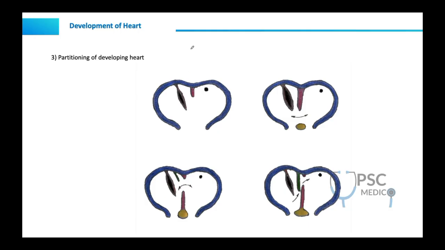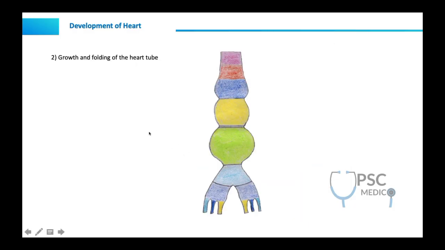So let's look at the formation of the interatrial septum. Then it is followed by the formation of the interventricular septum. Before directly going into understanding the interatrial septum, just look at this diagram again. You can notice one interesting thing here.